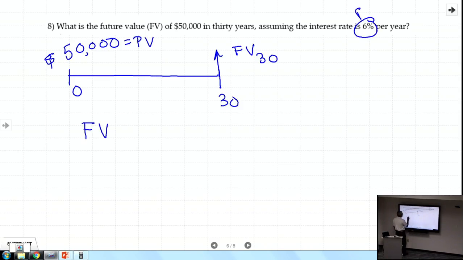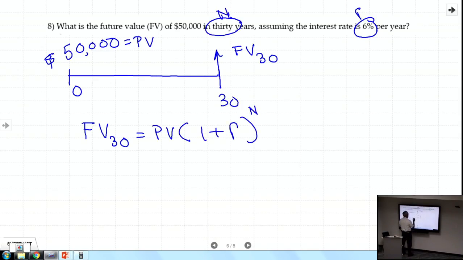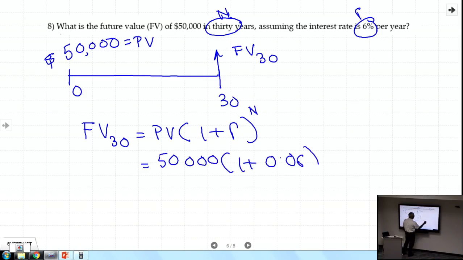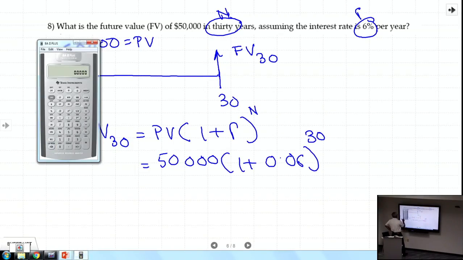So one way to do this is to directly use the formula. Future value in year 30 is present value times 1 plus r raised to the power n. So this 30 represents my n. Present value is 50,000. 1 plus r is 6%, and n is raised to the power 30. Or I could have used the financial calculator.